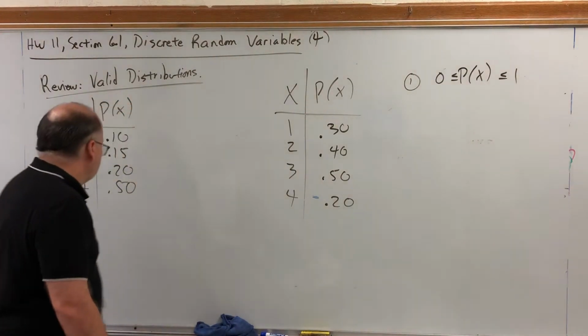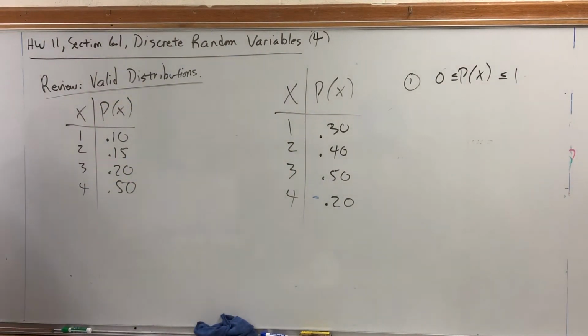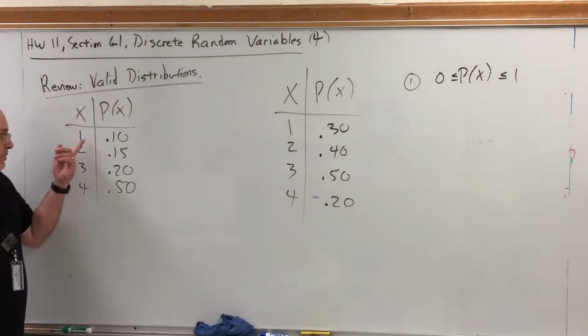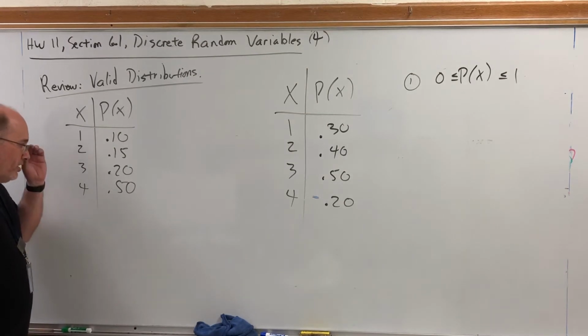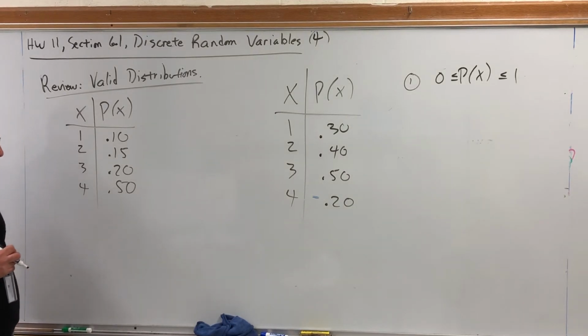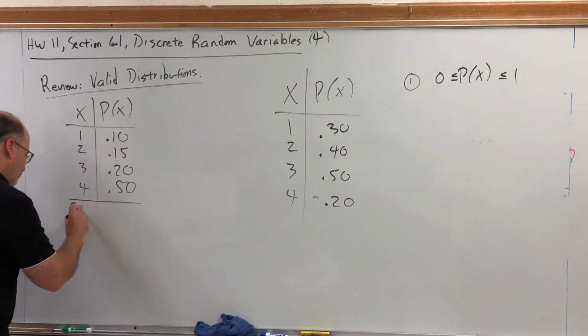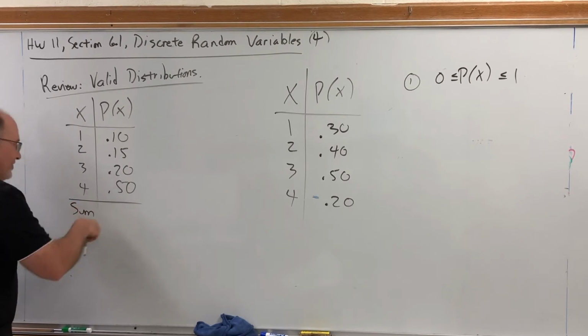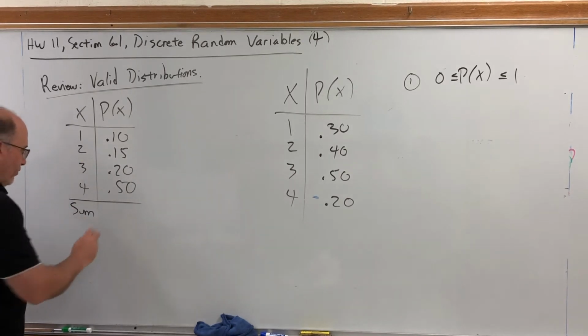distribution. Now this one you might be thinking, well, this one's okay because all of these probabilities are between 0 and 1, but there is still something wrong with it. Can you spot what's wrong with this probability distribution? It's a little stealthy. Hint, it has to do with the sum of the probabilities. If you were to find the sum of these numbers, you would get 0.95.